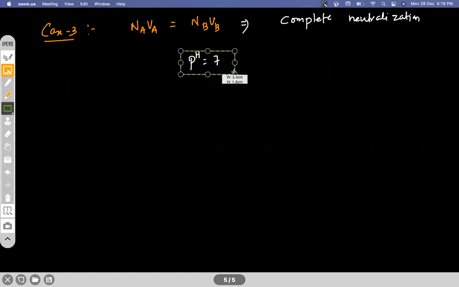Third and the last case we have in this. Number of equivalents of acid equals the number of equivalents of base. So in this case, we have complete neutralization, okay? And the pH of the mixture would be 7. Obviously, we are assuming 25 degrees Celsius, pH is 7.